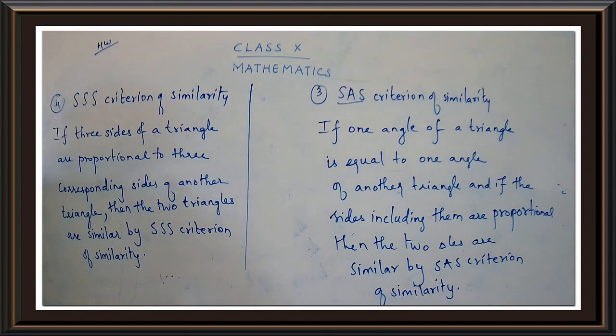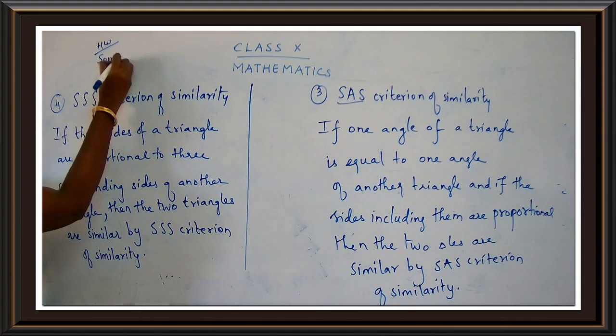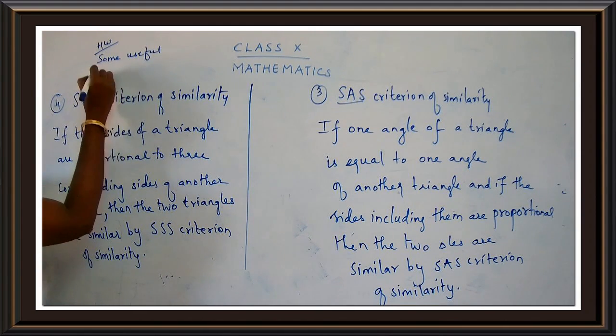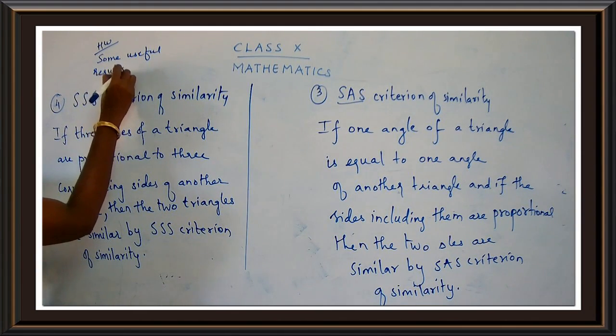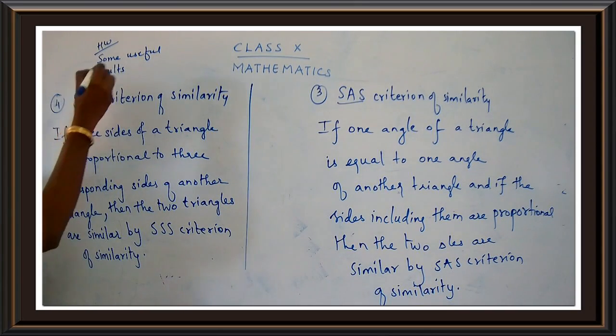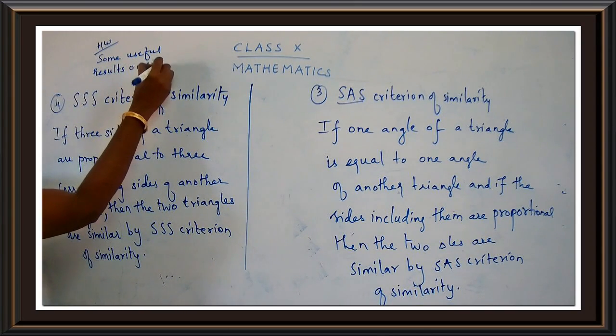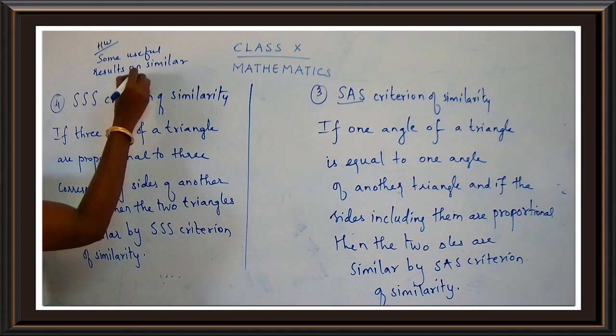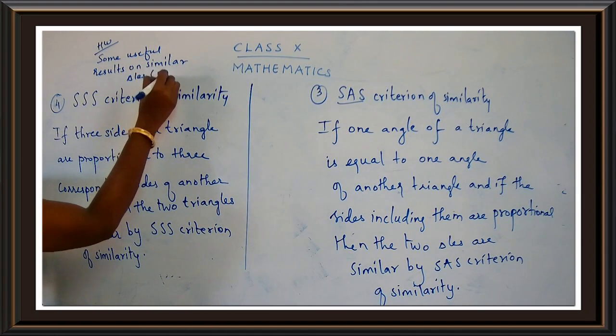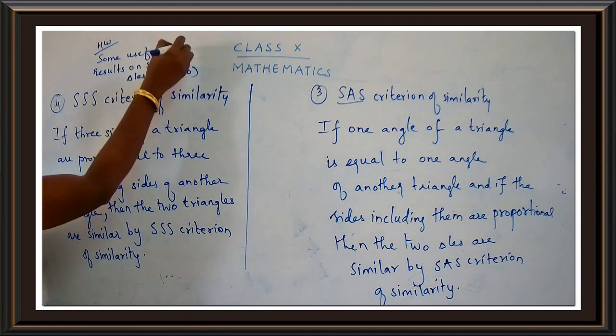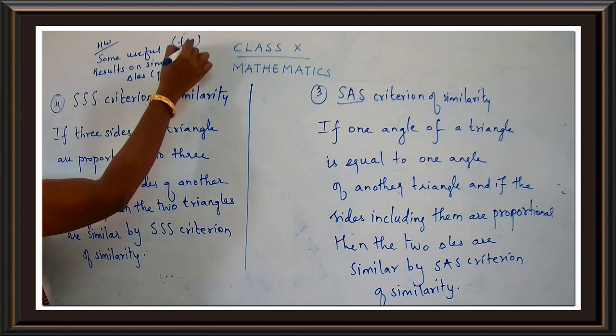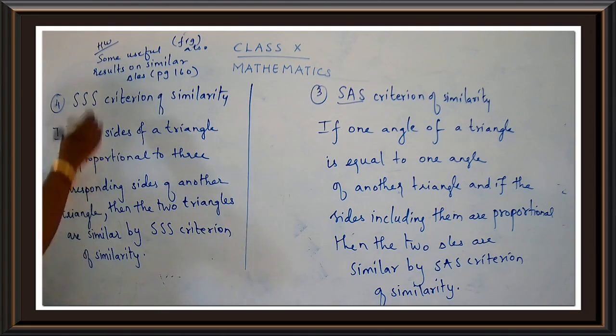So your homework is to write some useful results on similar triangles, page 160, this one time, along with the figure. You have to do the figure also. Okay? So this is the homework.